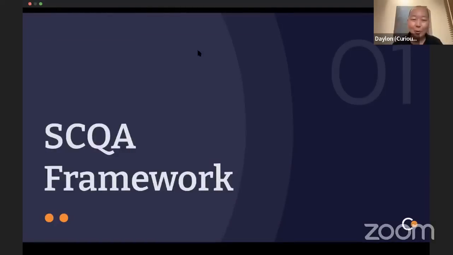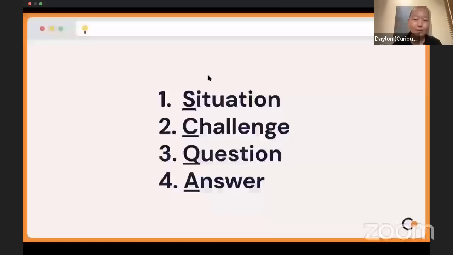Okay, so there are definitely different methods, Chloe. One of the other frameworks that's also out there is the STAR method. I would agree with that, but I'm going to show you different frameworks that you can consider. Okay, so let's start with the SCQA framework.